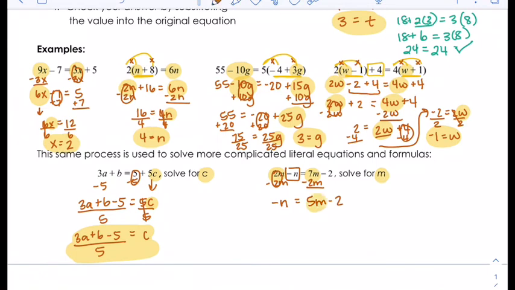Now that the m's are together, I want to get everything else on the same side, away from this m. So I'm going to add 2 to both sides. Negative 2 plus 2 is 0, so I'm left with just 5m equals. Negative n and 2 cannot be combined, so I just write them as is. Negative n plus 2. The final step I need to do to get the m by itself is divide by 5. 5 divided by 5 is 1, leaving me with just m. And then I need to divide this entire side by 5. So I'm left with m equals negative n plus 2 all over 5.